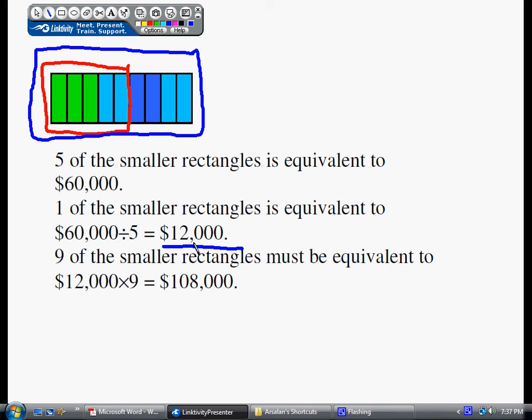So I multiply this 12,000 by 9 and I get $108,000. So the entire estate was worth $108,000. That's our answer, $108,000.